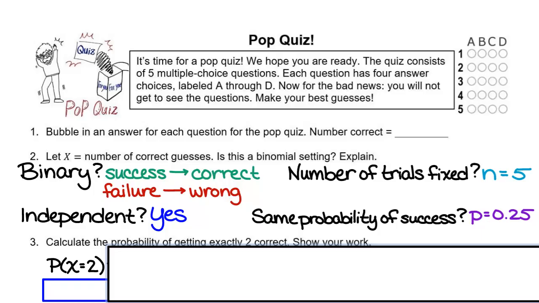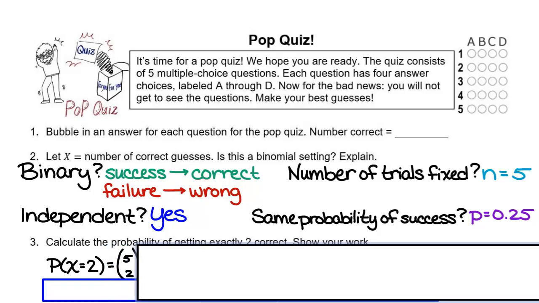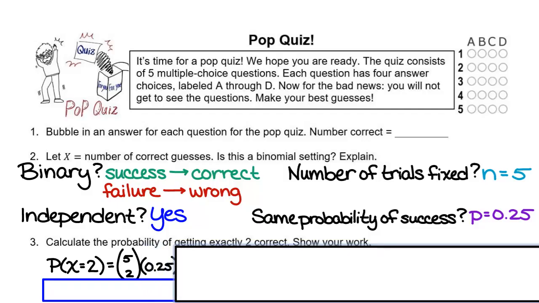What 3 things do I have to put into the calculator? Yep. How many ways are there to do this? Which we represent like this, 5 over 2. No fraction, though, just parentheses with 5 on top and 2 on the bottom. And then what do we need? Probability of success, so 0.25, to the power of 2.